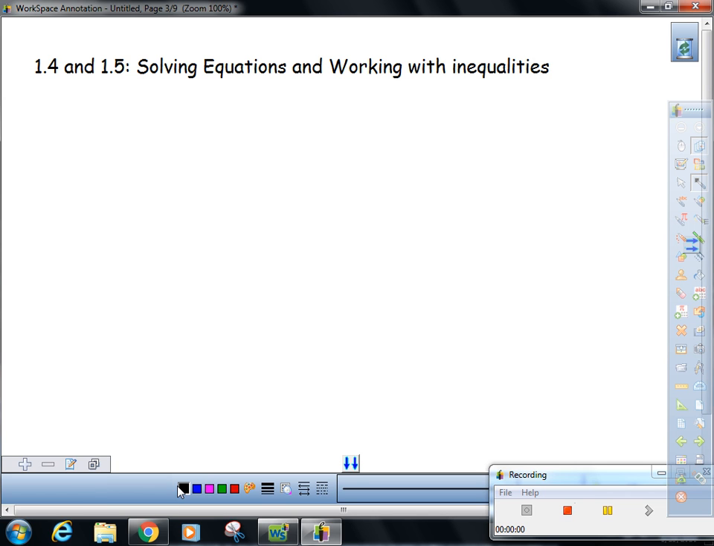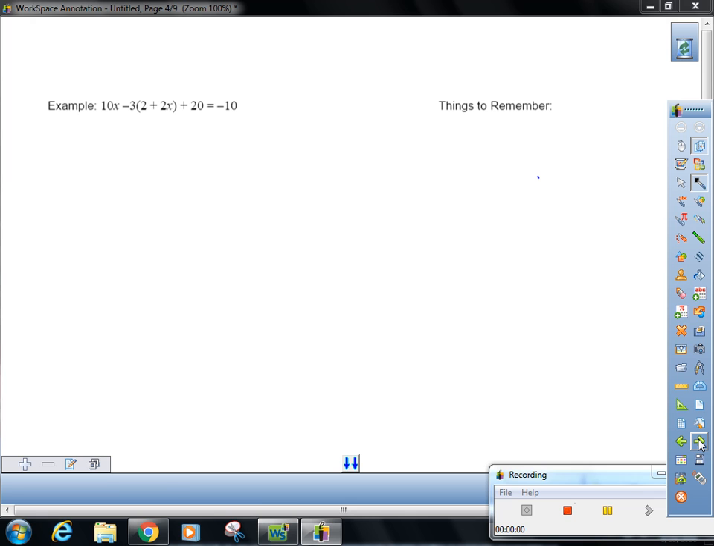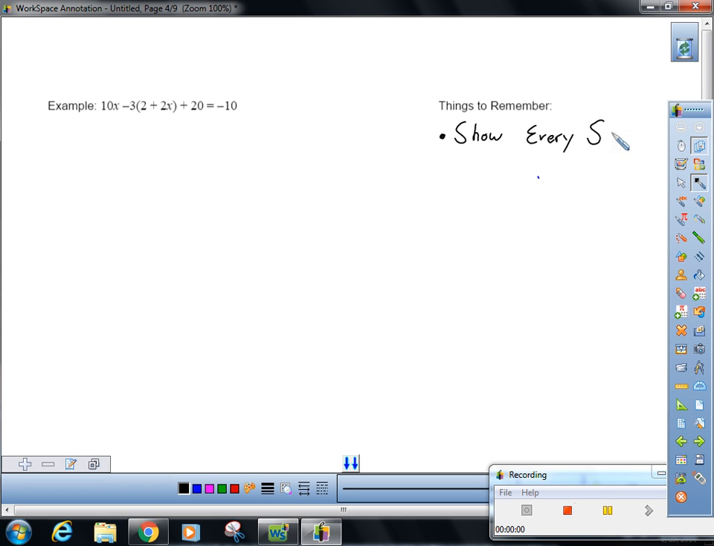Okay, so this is section 1.4 and 1.5. We're going to go pretty quick here to start the year because this is review, but we're reviewing because this stuff's important. So the first thing we're going to do is solve an equation. The things to remember are: show every step. That's the easiest way to figure out where you are making mistakes, which is the best way to learn in life, okay? And the second thing I would tell you is to do the inverse operation.